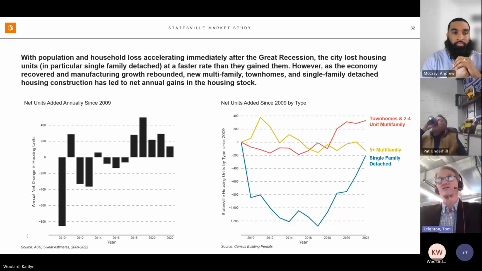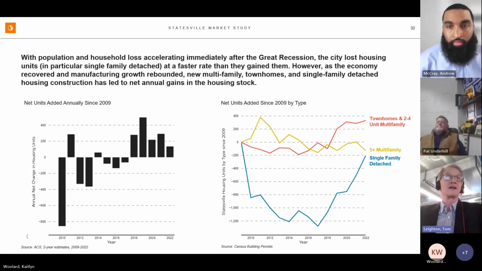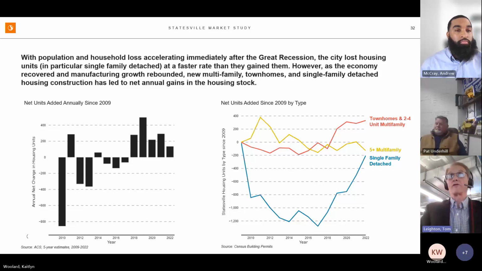So this is a slide that looks at housing unit growth. Looking at the chart on the left, you can see the net decline in housing units in 2010 and all the way through the middle of the decade, and then net growth in housing units from that point on. And the slide on the right breaks those down in terms of whether they're single family detached, townhome, multifamily. Next slide, please.